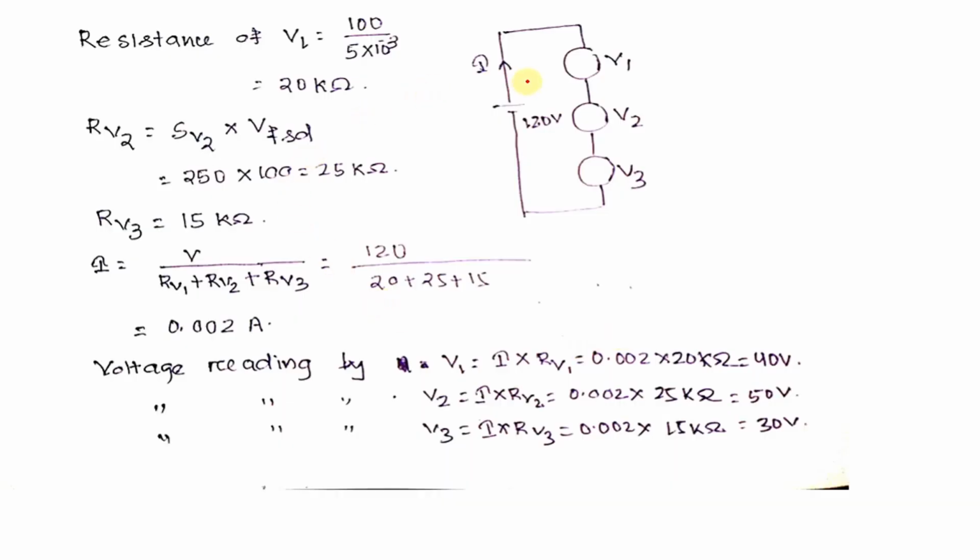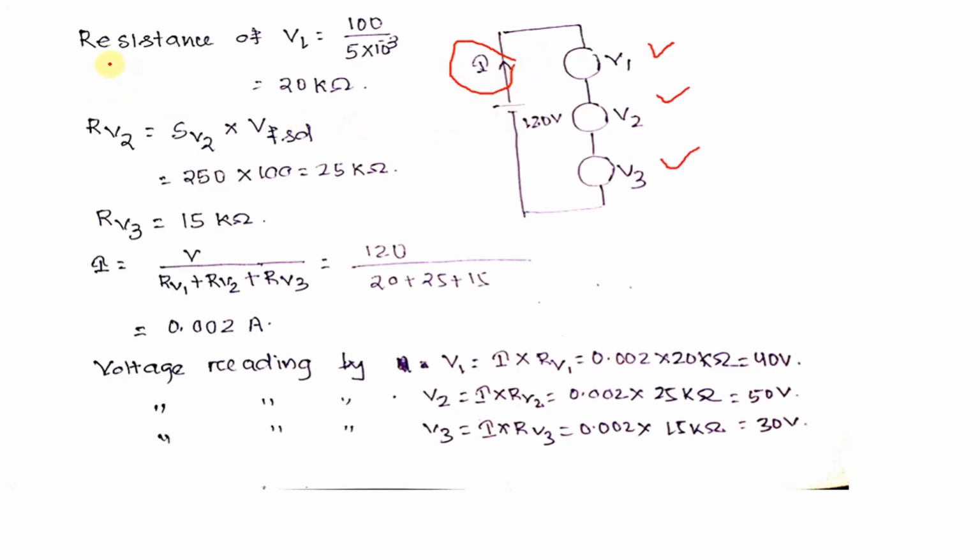So here you can clearly see that these three voltmeters are connected in series, that is V1, V2 and V3, and those three combinations are connected in parallel to a 120 volt DC supply. And obviously, since this is connected in series, some current I is flowing also through the circuit. Now we will apply the same formula.